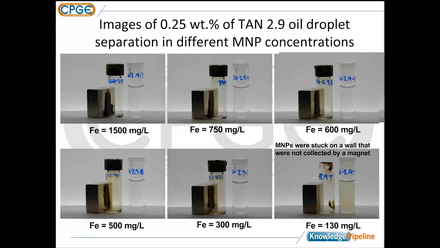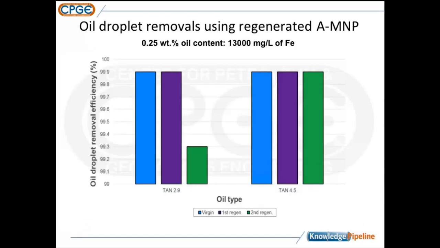As you can see, the oil droplets and the magnetic nanoparticles are stuck at the left-hand wall of the original tube, and the right-hand side tube shows very clean water drained from the left-hand side tube. So we can very efficiently clean the water.